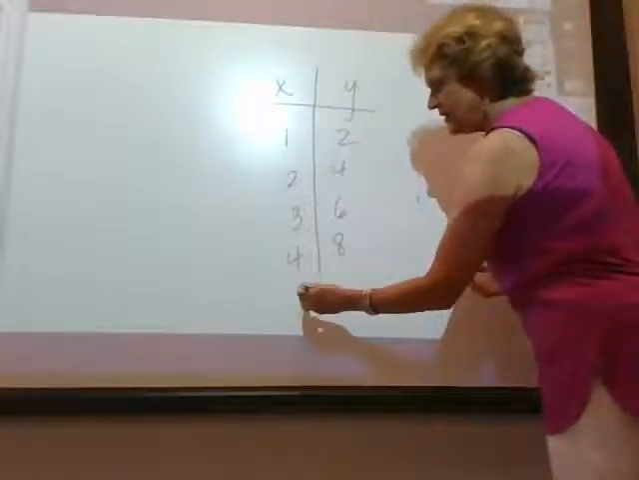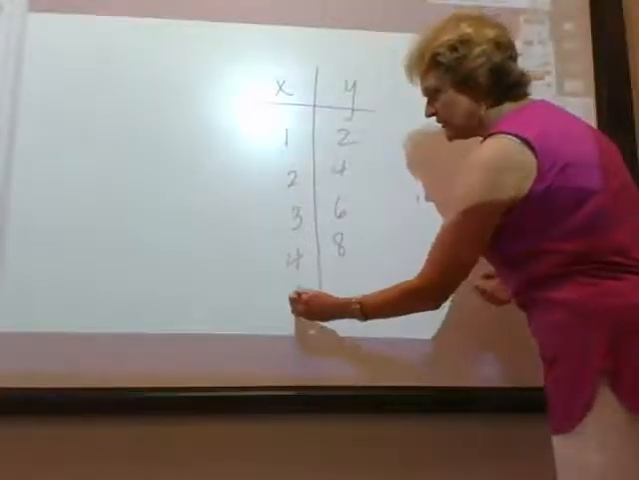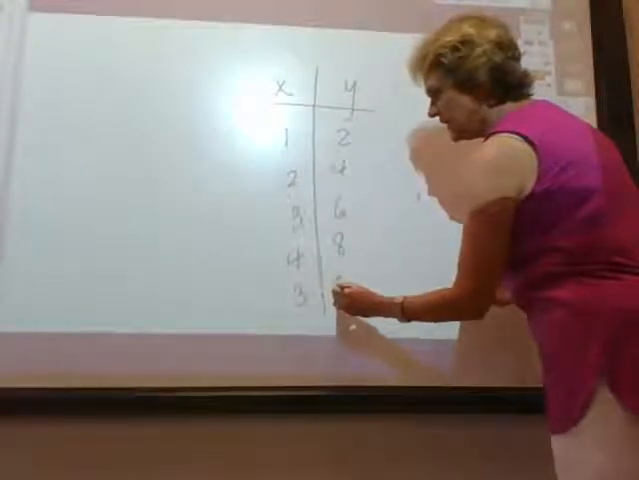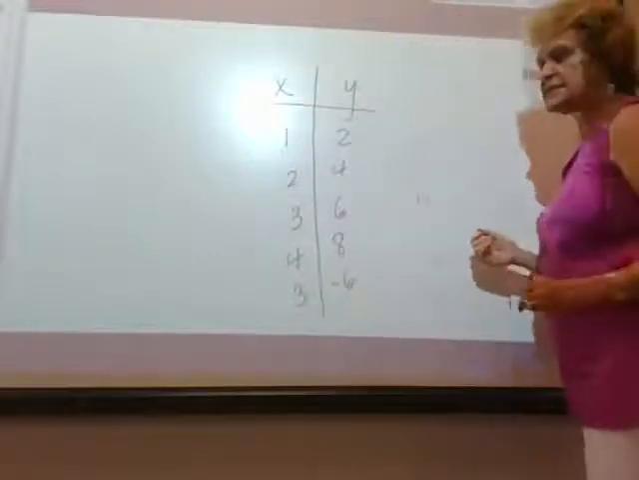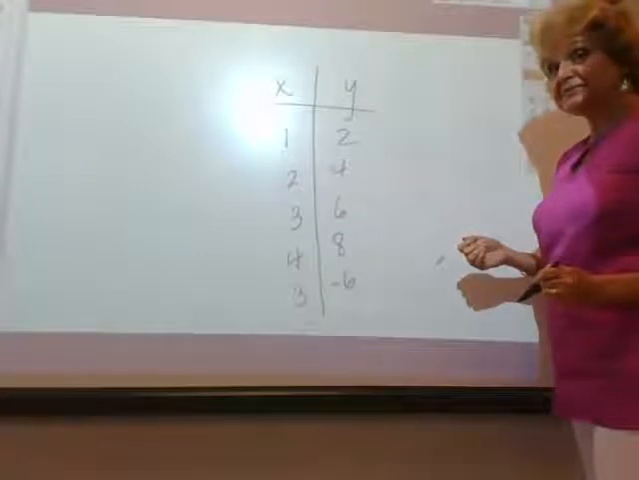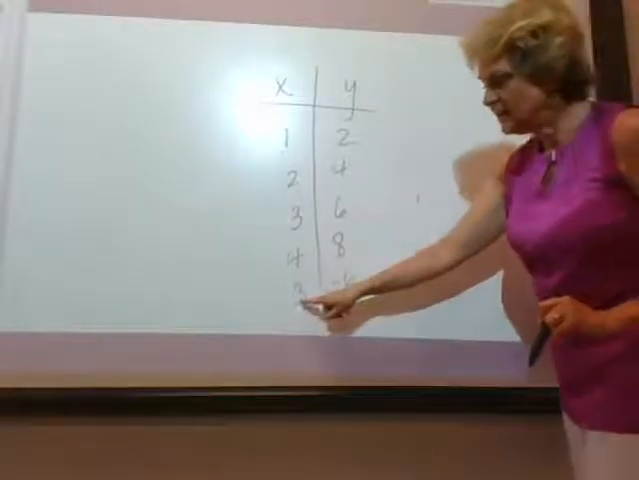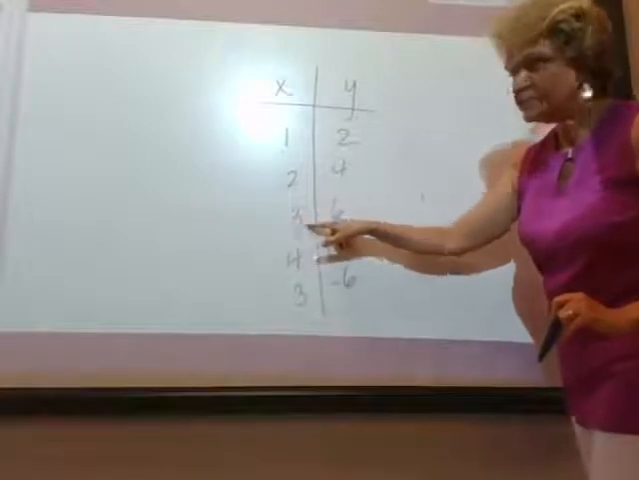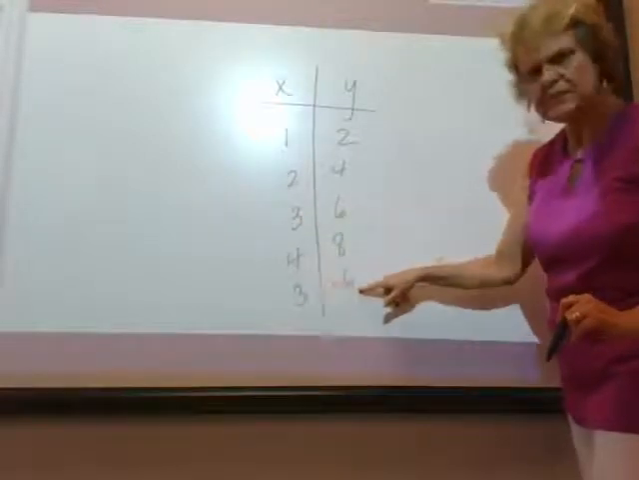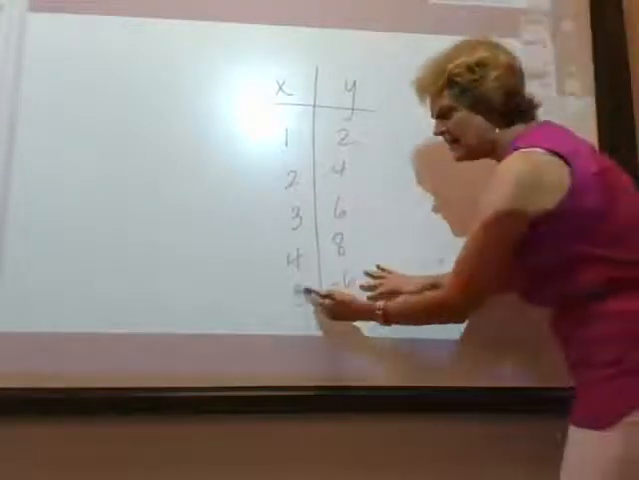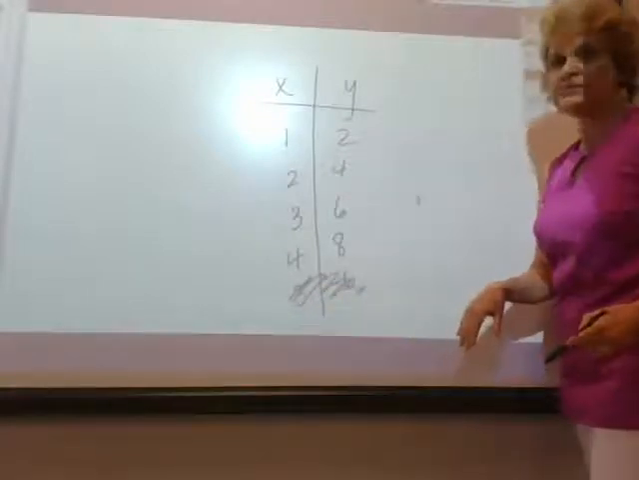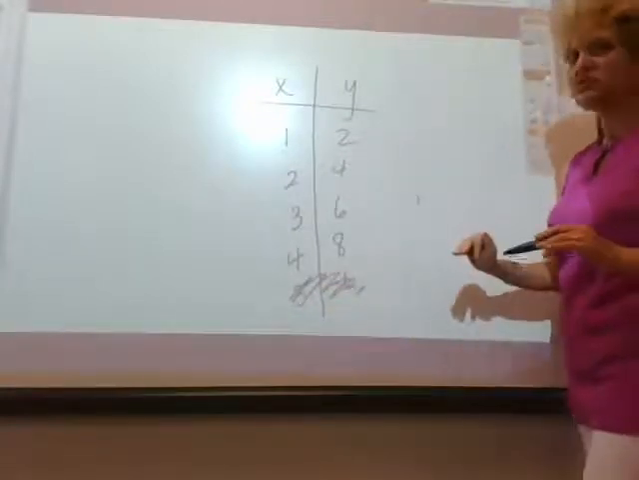If I add another point here, let's say that I add 3 and -6. Does that cancel it out, or is it not a function anymore? Yes, it does. See right here? I can't have this 3 matched with a 6 and a 3 matched with a -6. So if I added that point, it wouldn't be a function. If I take it away, it's a function.